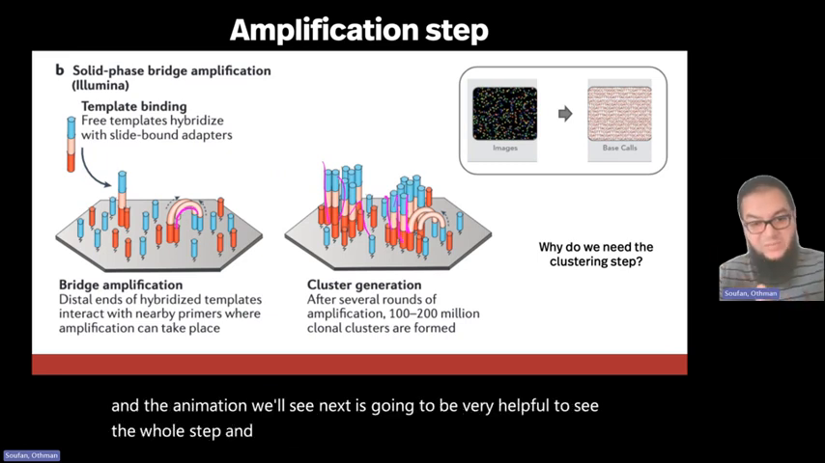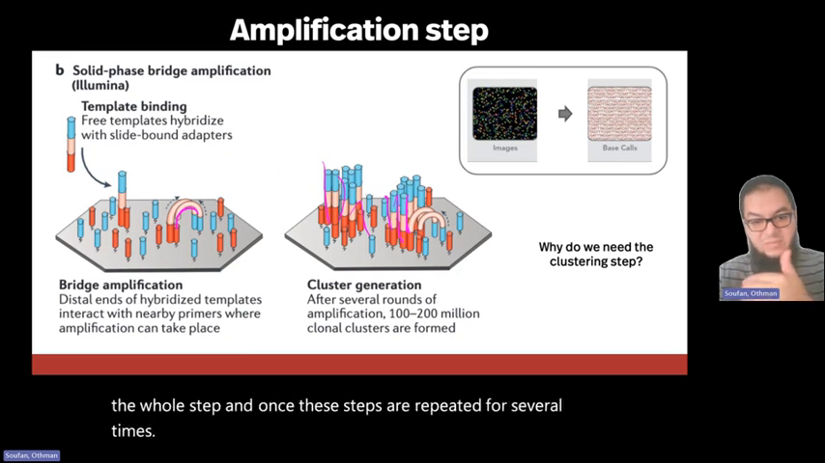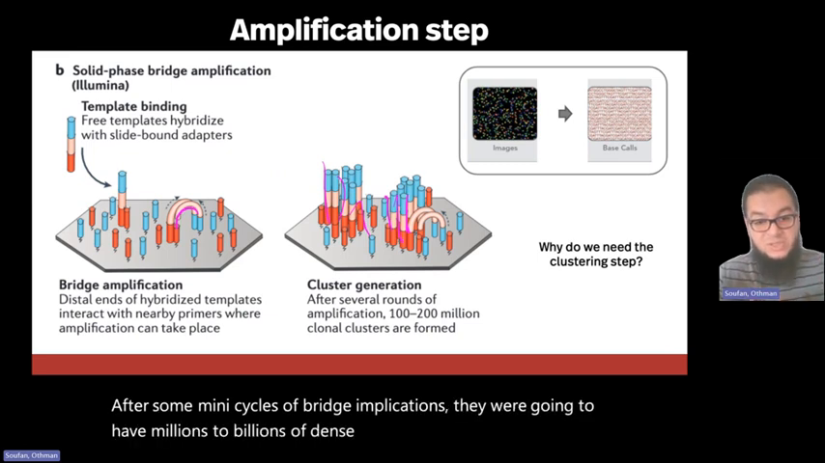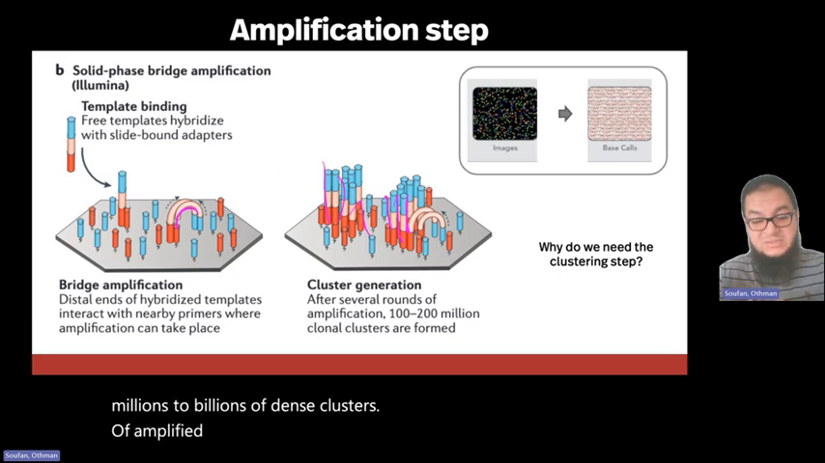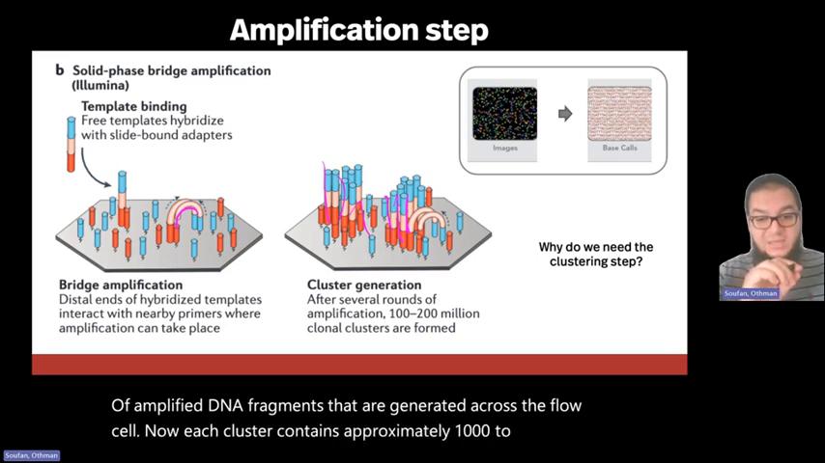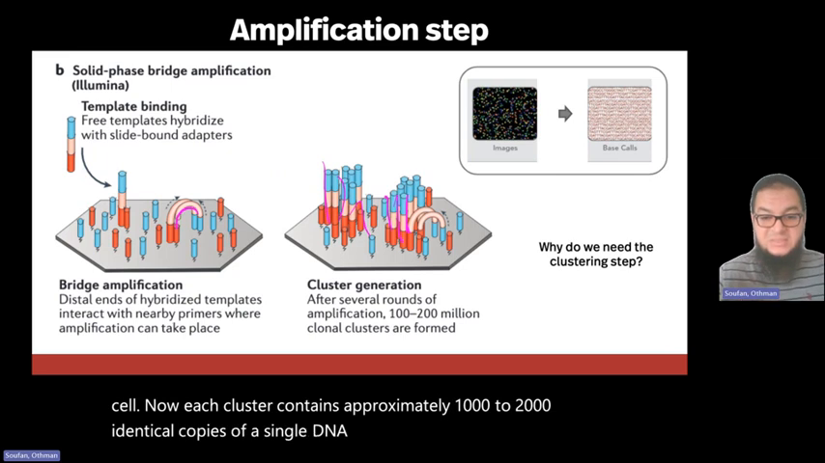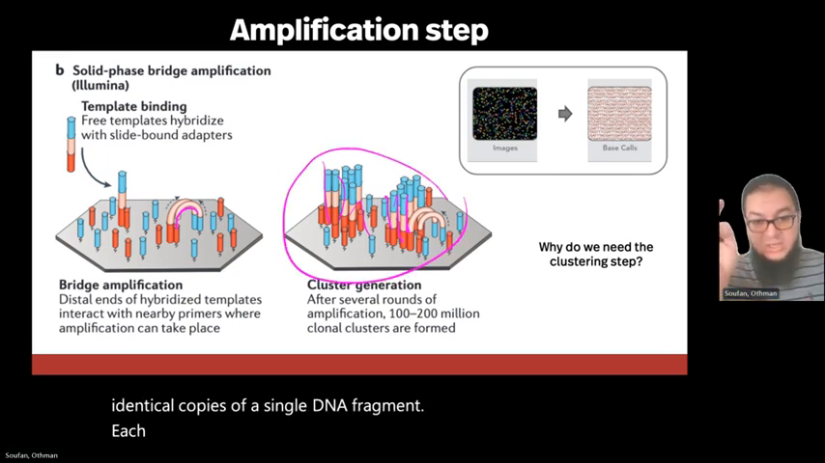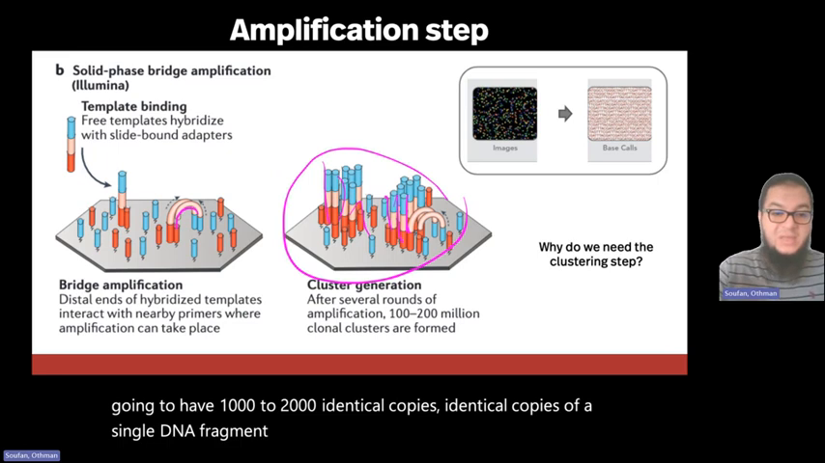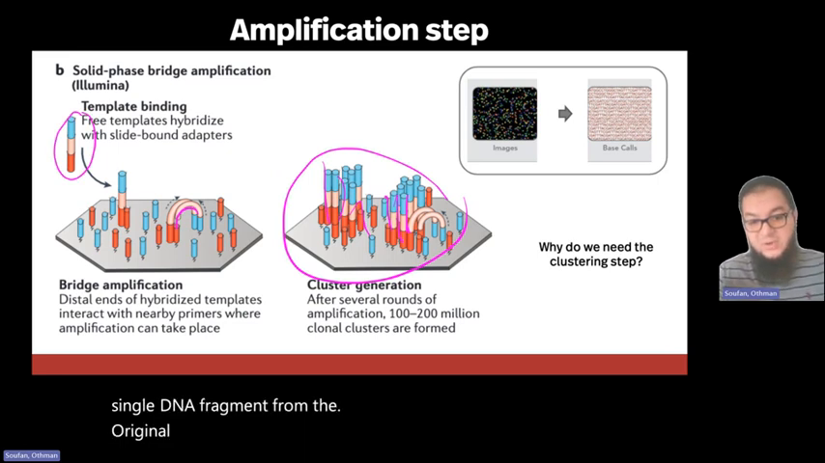Once these steps are repeated several times, after many cycles of bridge amplification, we're going to have millions to billions of dense clusters of amplified DNA fragments generated across the flow cell. Each cluster contains approximately 1,000 to 2,000 identical copies of a single DNA fragment. So there will be millions of clusters, and each cluster is going to have 1,000 to 2,000 identical copies of a single DNA fragment from the original library.